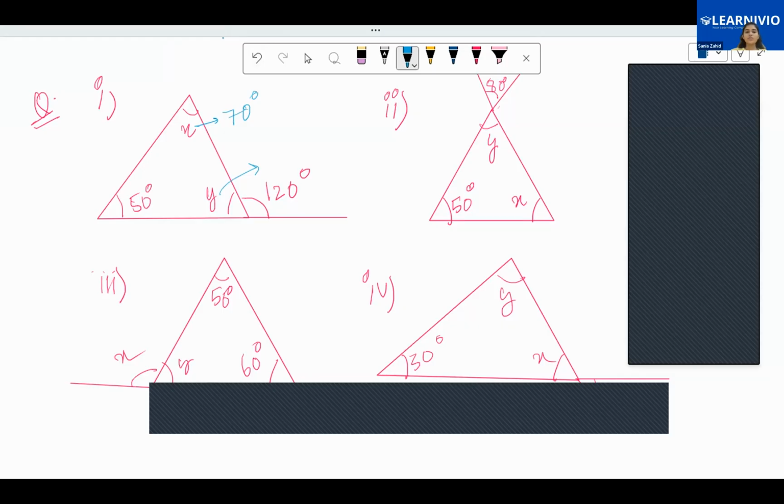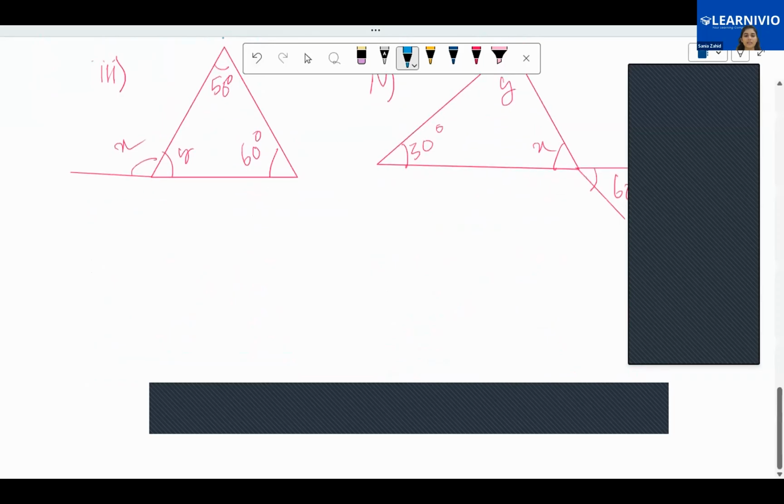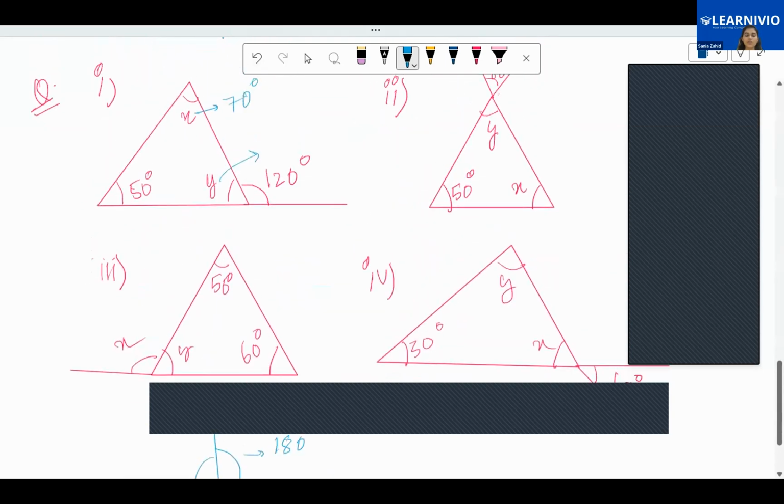Okay, look here. Whenever we have a straight line and two angles on a straight line, like I have one angle over here and one angle over here, then the sum of these two angles is 180 degrees. Now look here. You have y and you have 120. They are lying on the straight line, so they are a linear pair. So y plus 120 is 180, so y is 180 minus 120, which is 60 degrees.